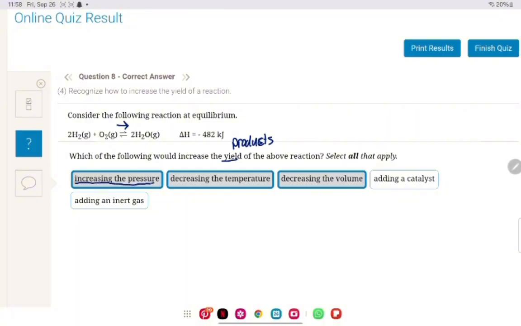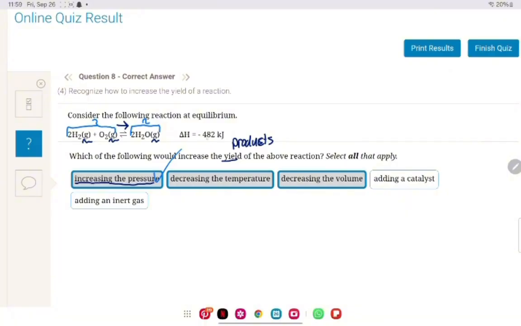Increasing the pressure. Since there are gases, we can actually use these. Remember how we said if you decrease the pressure, you move to the side with more moles; increasing the pressure, you move to the side with fewer moles. So here, how many moles do we have? We have 3. Here we have 2. Which side has fewer moles? 2. So it will move to the right because you're increasing the pressure. So this is correct.